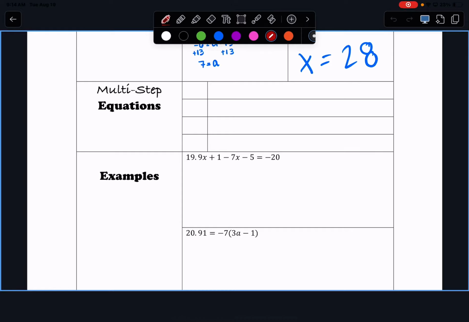Equations. All right, there is a couple things that we're going to be looking at. We're going to first go over our steps of just kind of like a generic what to do when we have a multi-step equation.